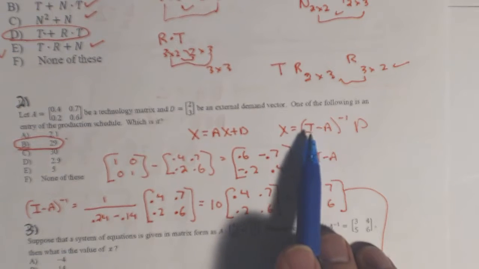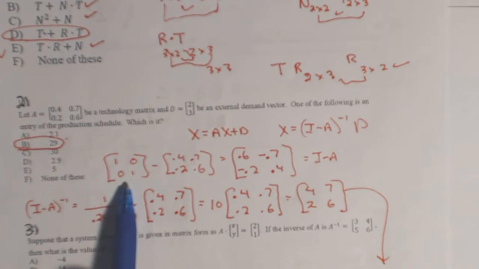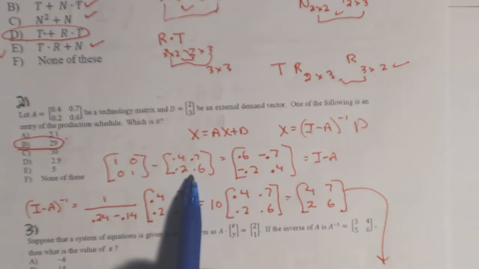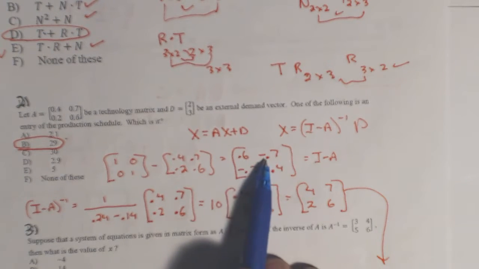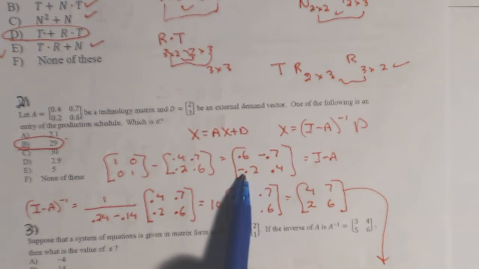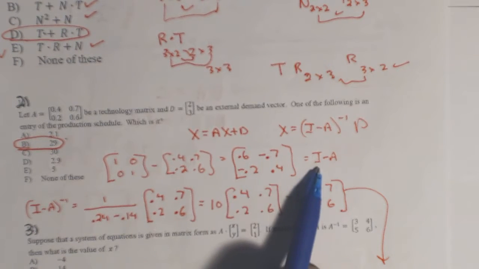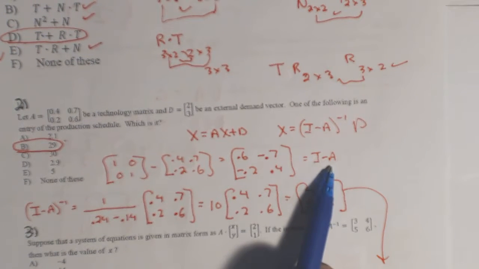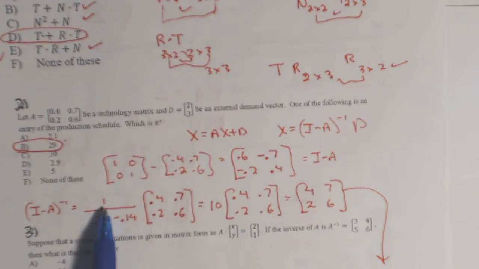So we start off by taking I minus A. So that's this 1, 1, 0, 0, 1. That's my identity. Remember, identities have ones along the diagonal and zeros elsewhere. We subtract the technology matrix we're given, and we get this 0.6, negative 0.7, negative 0.2, 0.4 matrix. That's I minus A. We need to find its inverse. Well, to find an inverse of a 2 by 2, we can use our quick formula, which is 1 over AD minus BC.